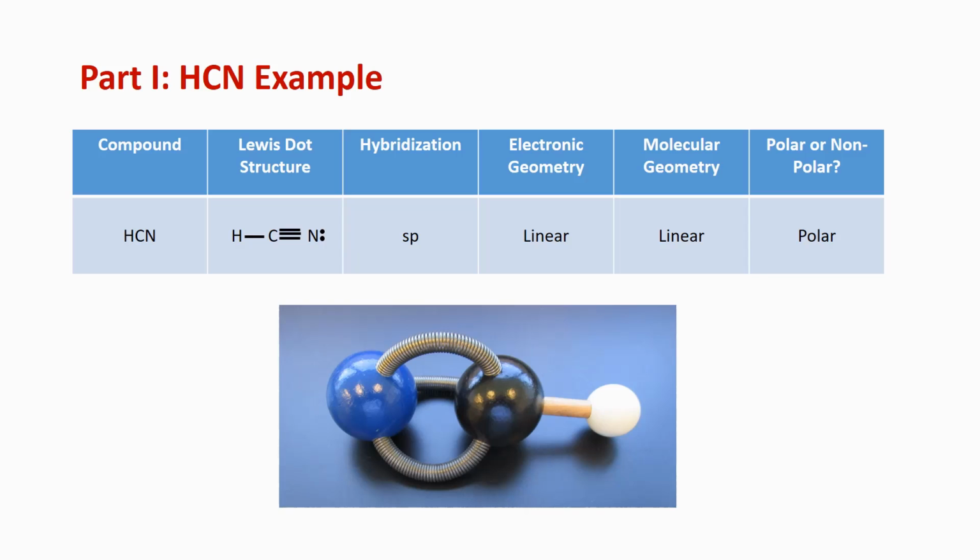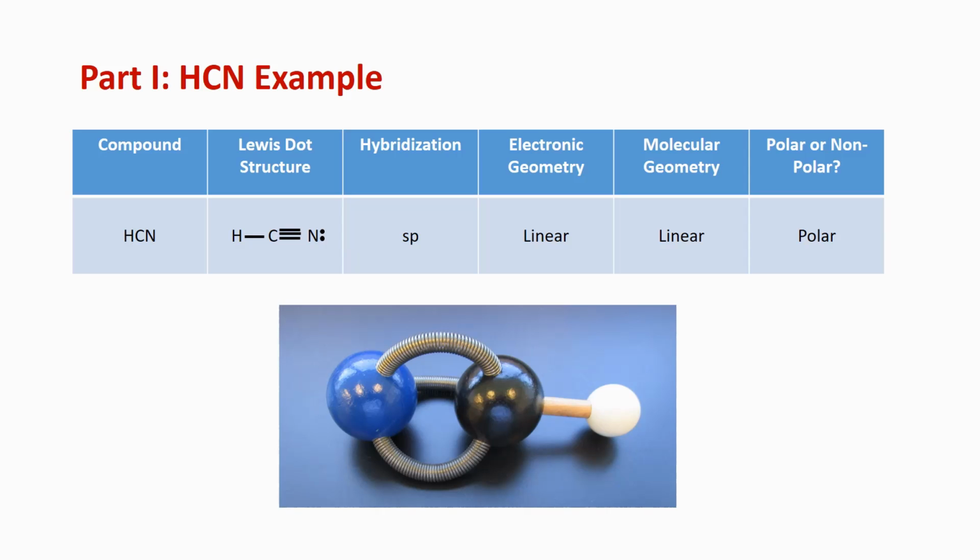The Lewis dot structure of HCN is shown on the table. The hybridization of the molecule is sp. The electronic geometry is linear because there are 2 electron groups. The molecular geometry is also linear because there are 2 bonding groups. HCN is polar because there is a net dipole.